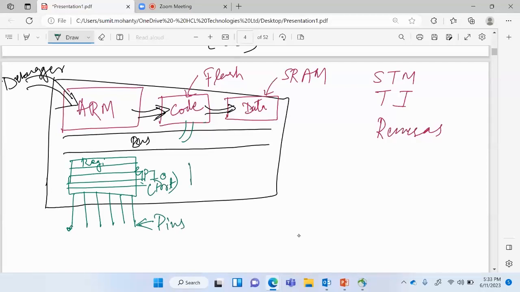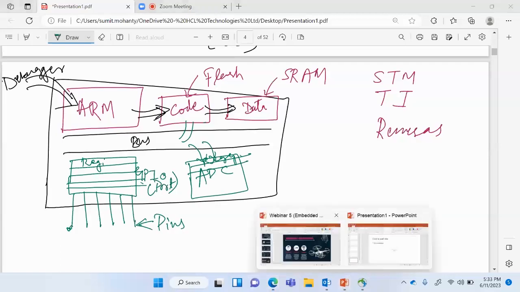Similarly, let us say you have an ADC. ADC also has some registers. Those registers can also be programmed from the code, which can be taken by the bus and given to the ADC registers. Accordingly, the ADC can behave differently. Okay, so we'll just go to the previous slide.